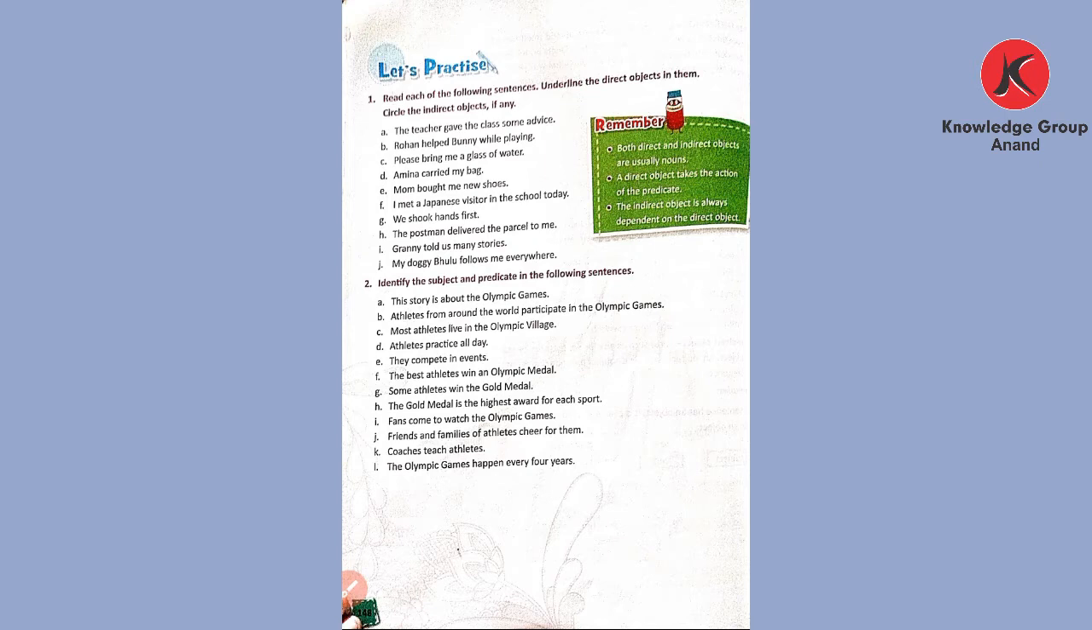A teacher gave us the class some advice. A teacher gave us. So we have to underline the direct object. So which is the direct object here? The direct object here is the class. The class is a direct object and some advice is an indirect object. So we have to circle it.